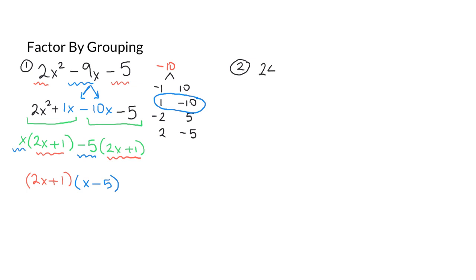24x to the third plus 4x squared minus 4x. This polynomial is going to have a new step at the beginning where we can factor out a GCF from the very beginning. If you notice, all of the coefficients could be divided by 4, and all of the variables could be divided by x to the first. So we could take out or factor out 4x from this polynomial.